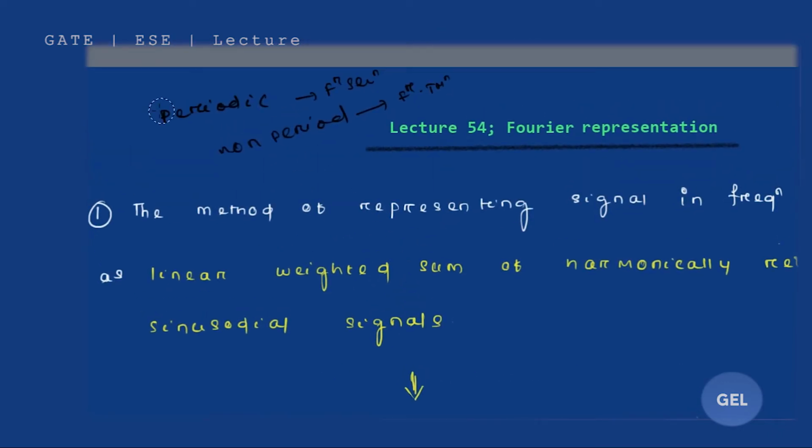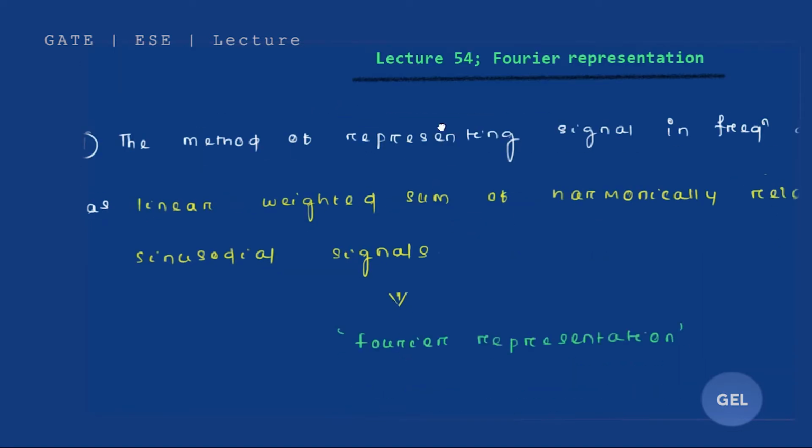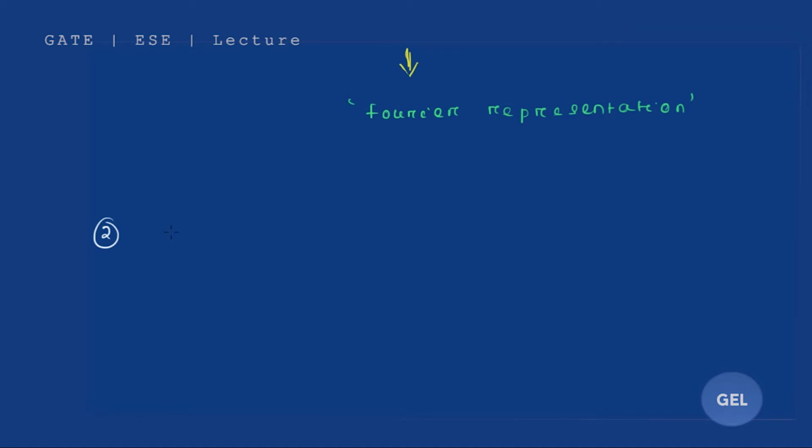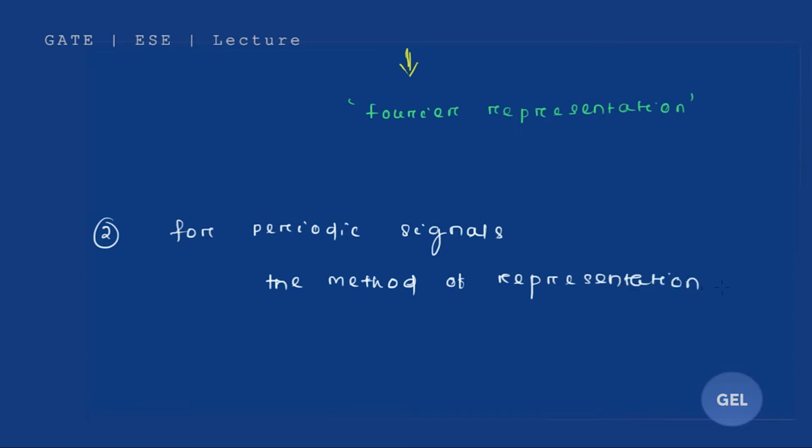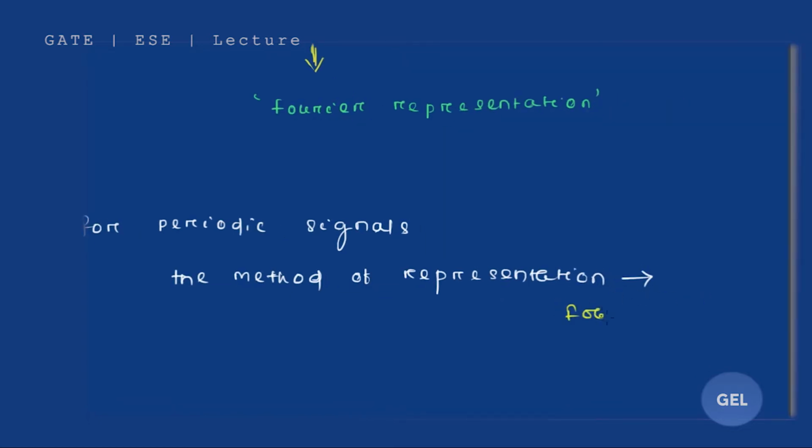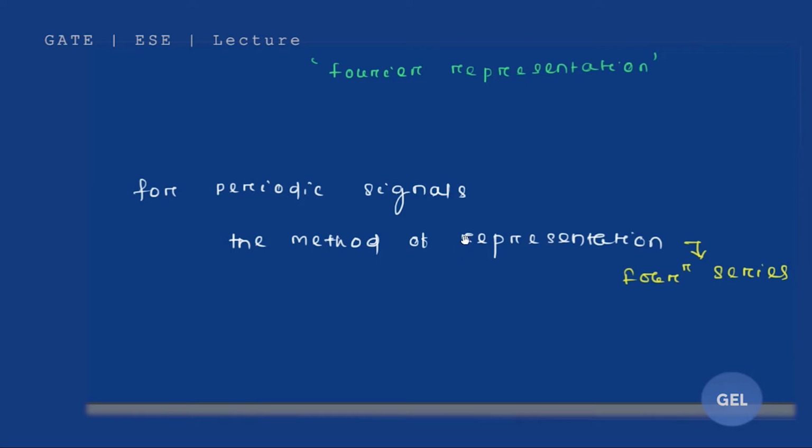So the method of representation in frequency domain for periodic signals. I can write down here: for periodic signals, the method of representation in frequency domain is called Fourier series.